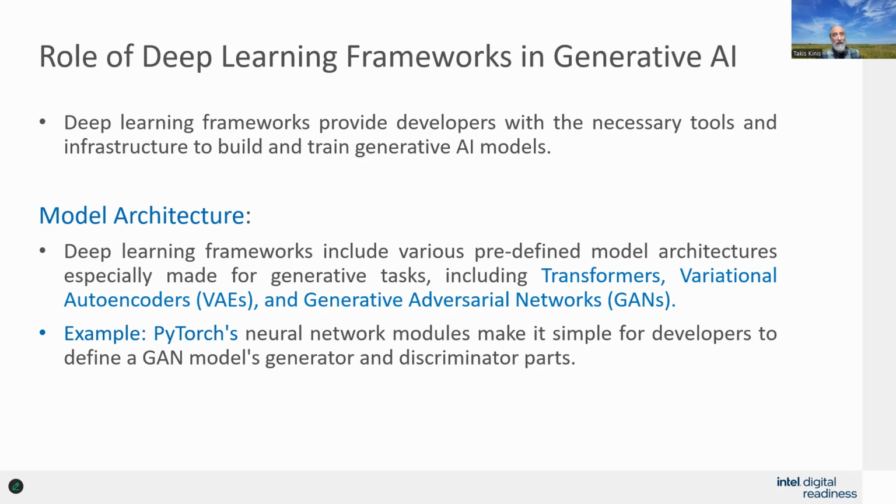And you can start to combine tools together, and they have a bunch of, as it says here, predefined model architectures, especially made for generative tasks: transformers, variational encoders, generative adversarial networks. These are all things we've talked about, right? The example they use is PyTorch's neural network modules make it simple for developers to define GAN model generators and discriminator parts, without having to go through the rudimentary process of building it from scratch.